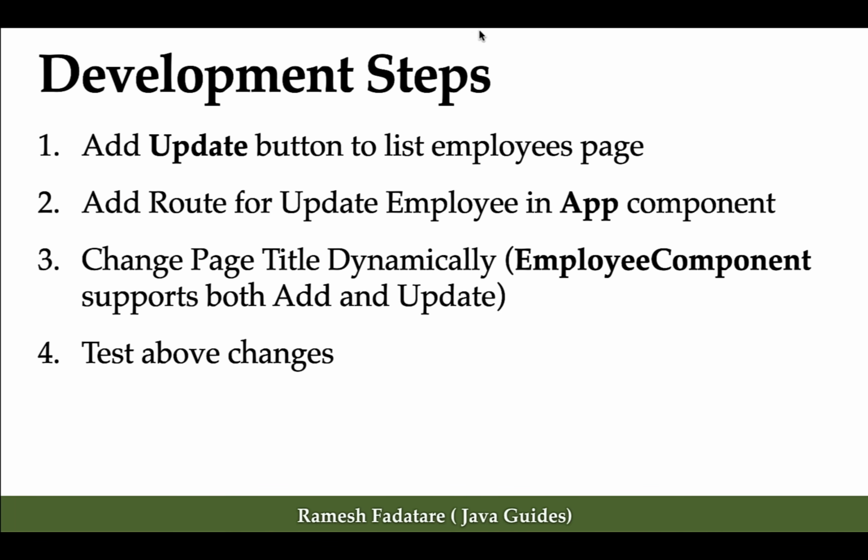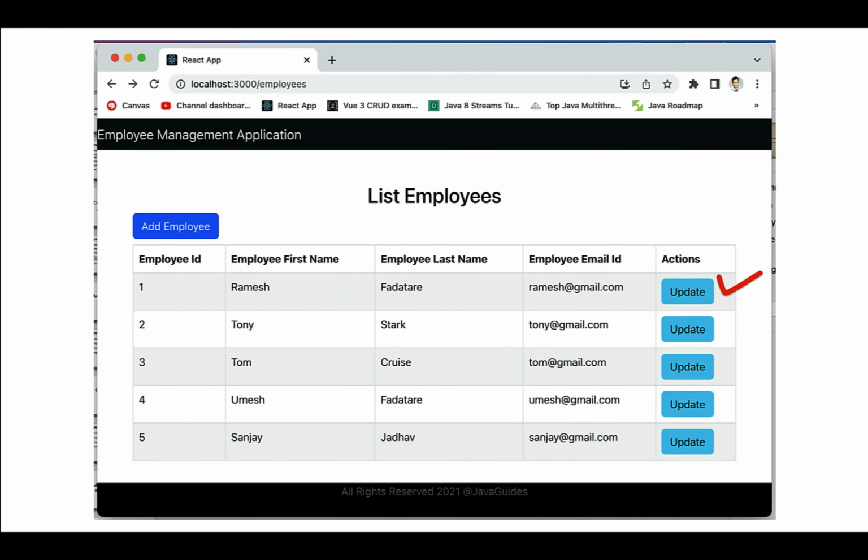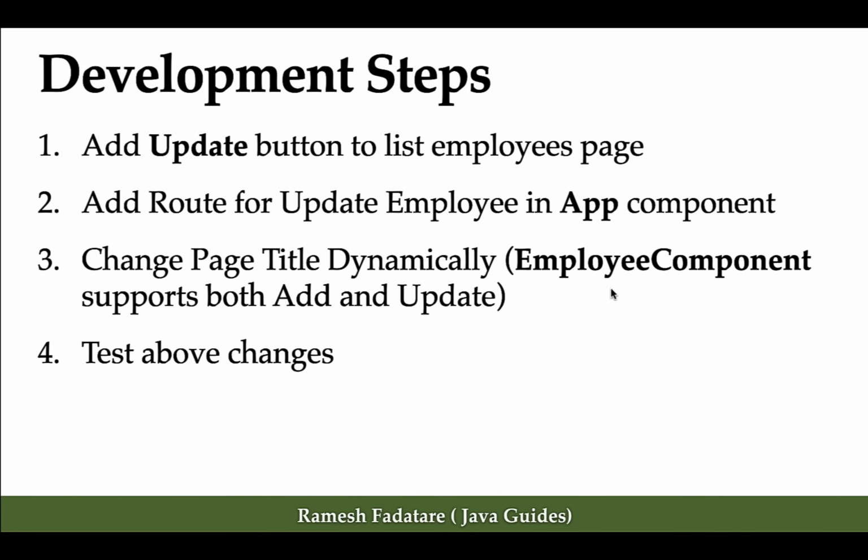Alright, so here are the development steps. First, we're going to add an update button to the list employees page, like this. Next, we'll add a route for update employee in the app component. Then, change the page title dynamically. We are going to use the employee component to perform both add and update operations, so dynamically we have to change the page title.